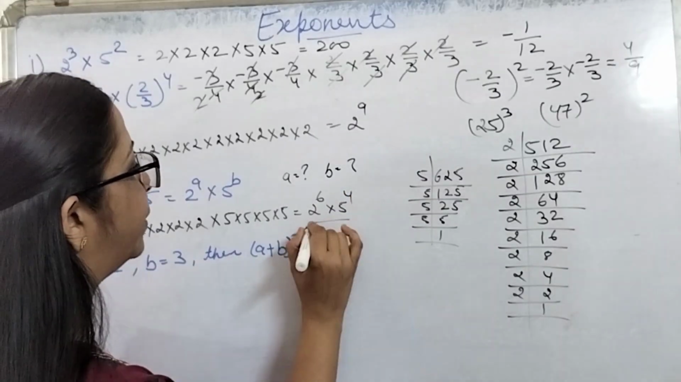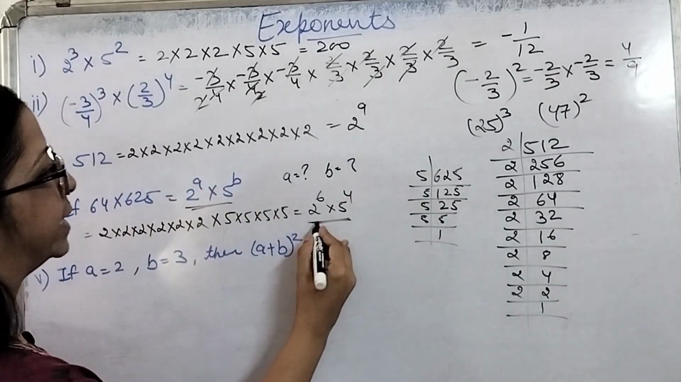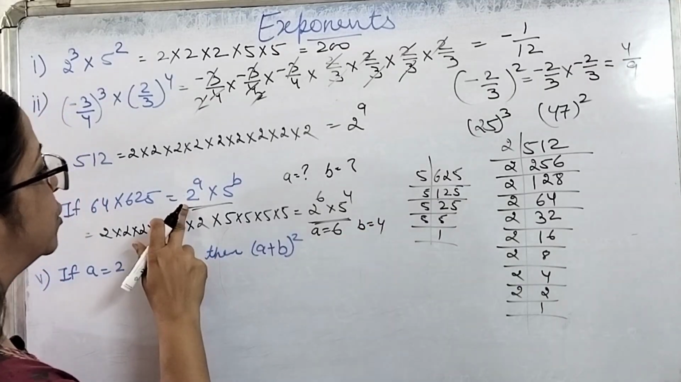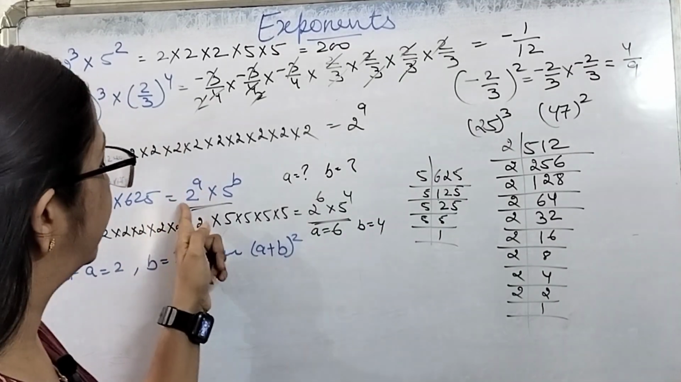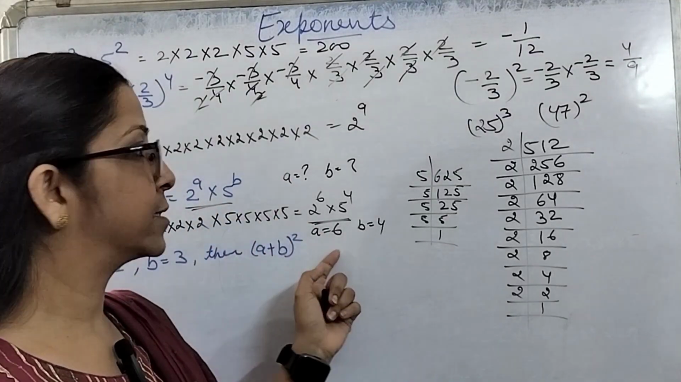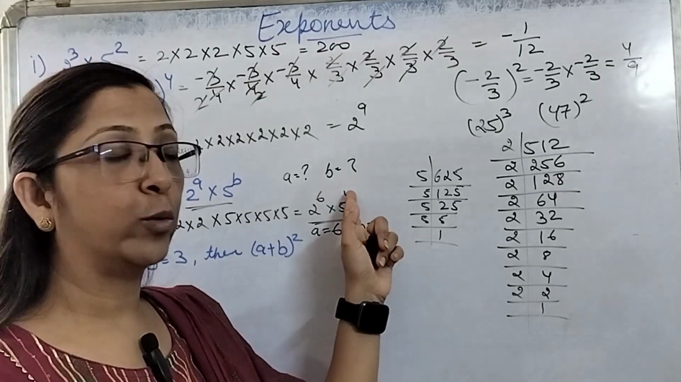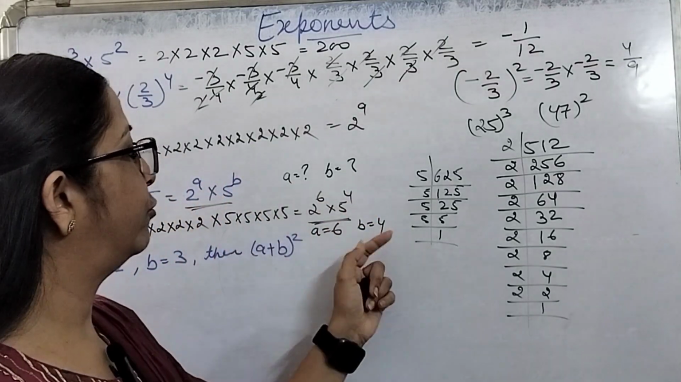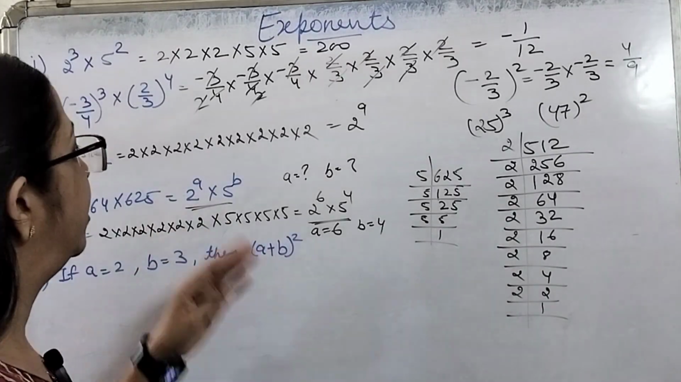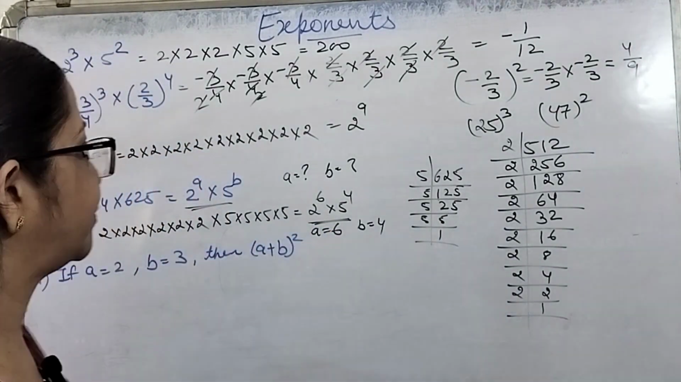And if we compare this expression with the given expression, we can say that the value of a is 6 and the value of b is 4, because 2 raised to the power a is equivalent to 2 raised to the power 6. That means a is equivalent to 6. Multiplied by 5 raised to the power b, multiplied by 5 raised to the power 4. That means the value of b is 4. So this is how, by writing the numbers in the exponential form, we can find the value of the unknowns, that is a and b here.